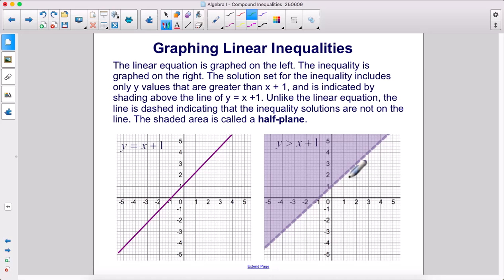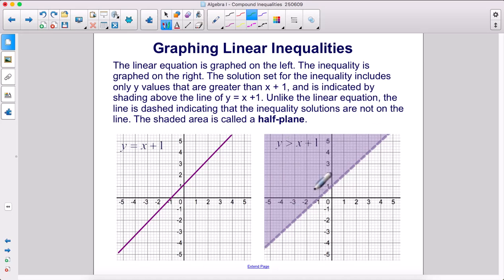The solution set for the inequality includes only y values that are greater than x plus 1 and is indicated by shading above the line of y equals x plus 1. Unlike the linear equation, the line is dashed, indicating that the inequality solutions are not on the line. Because this is not a greater than or equal to, it's just greater than, it is a dashed line, sort of like an open circle versus a closed circle on our one-dimensional graphs.